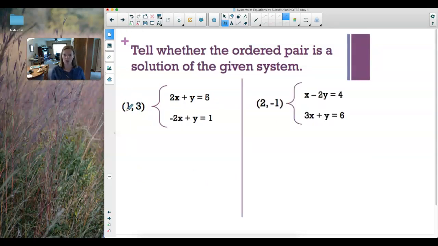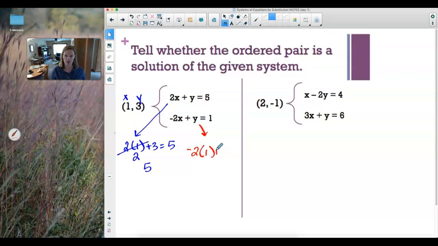Again, we have x and y. If x is 1 and y is 3, we're going to put them into this first equation. I'm going to do it right down here. 2 times 1 plus 3 should equal 5, and we check that. 2 times 1 is 2, plus 3 is 5, so it works. Now we want to check the second equation. So we have negative 2 times 1 plus 3 should equal 1. That's negative 2 plus 3, which is 1. So we would say yes, it is a solution to that system of equations.